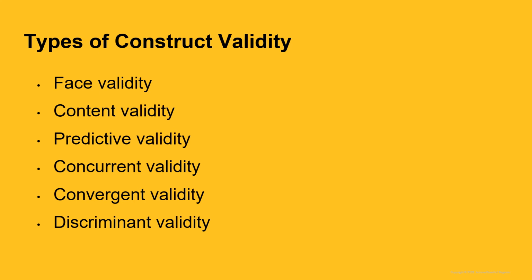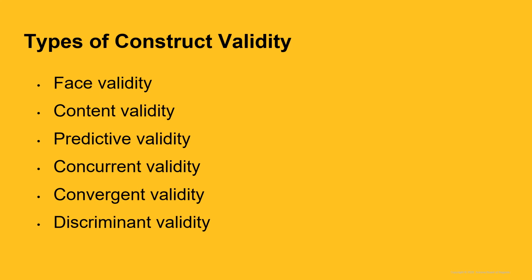Finally, discriminant validity. This is basically the opposite of convergent validity and can be thought of as divergent validity if that is more helpful. In other words, what this means is that your score on one measure should be different than your score on another measure that is conceptually different from the first.